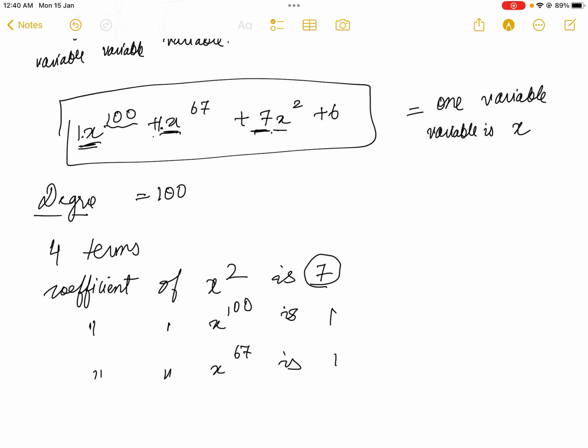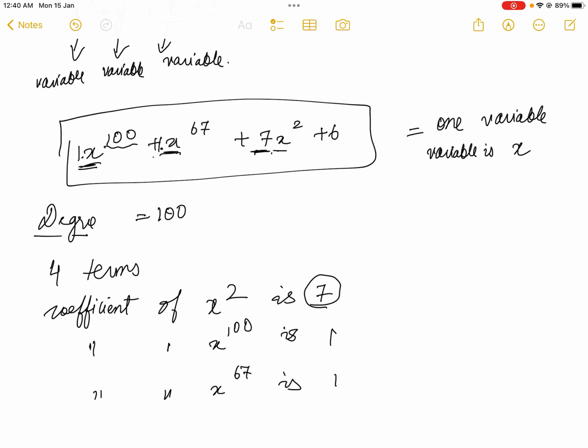It is going to be 1. Clear? So clear with degree, with term, coefficient, variables, right? Now let's go with one more important, which is called the linear polynomial. Okay, so what is a linear polynomial? So a linear polynomial is one which has one degree only.